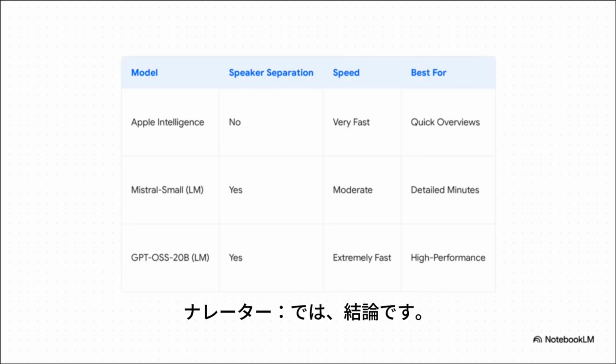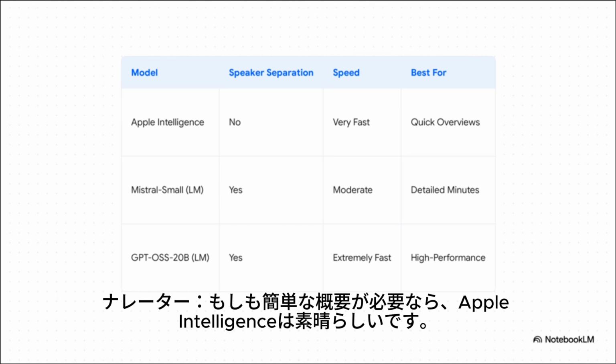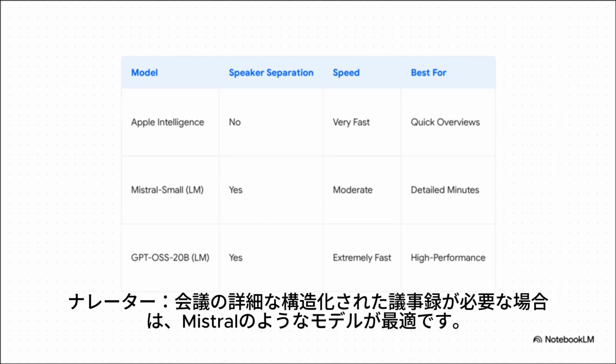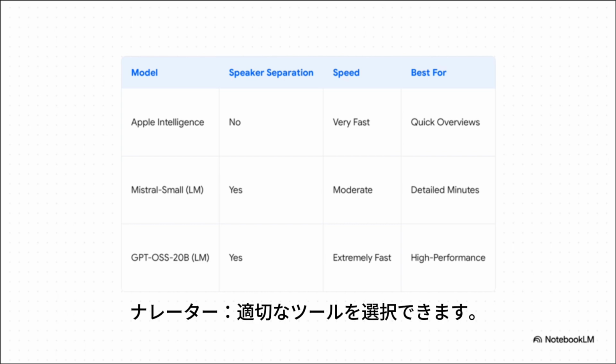So here's the bottom line. You've got options, and that's what's so powerful. If you just need a quick overview, Apple Intelligence is awesome. If you need detailed, structured minutes from a meeting, a model like Mistral is perfect. And if you want all that detail but at max speed, something like GPT-OSS is your winner. You get to pick the right tool for the job.